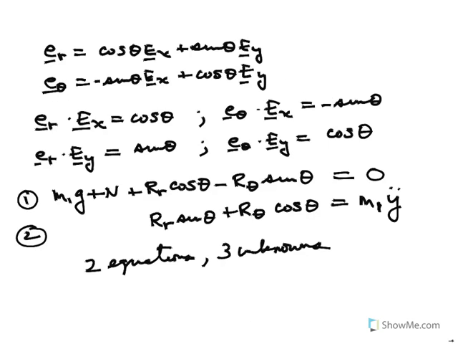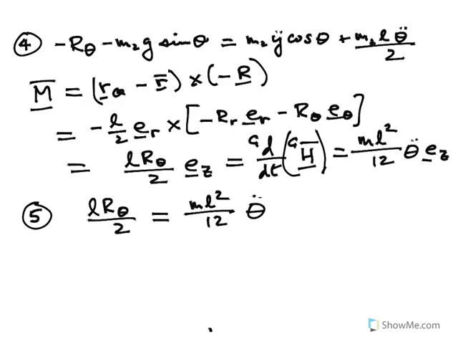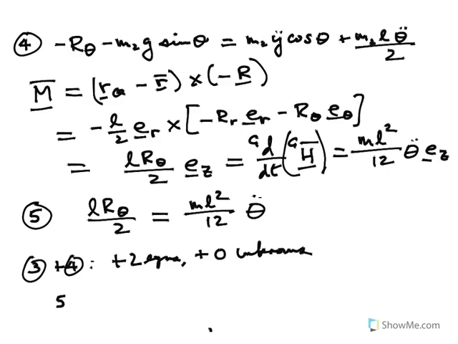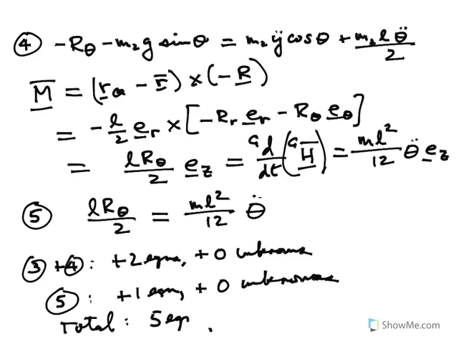Now let's look at all 5 of these equations. Remember, we had 2 equations and 3 unknowns. We've added now 3 and 4. So 3 plus 4 give plus 2 equations and plus 0 unknowns, meaning that we've added 2 equations, but we haven't added any unknowns, right? And then 5, if we add to that, we get plus 1 equation and plus 0 unknowns. So the total, when we're all done, is 5 equations and 3 unknowns.